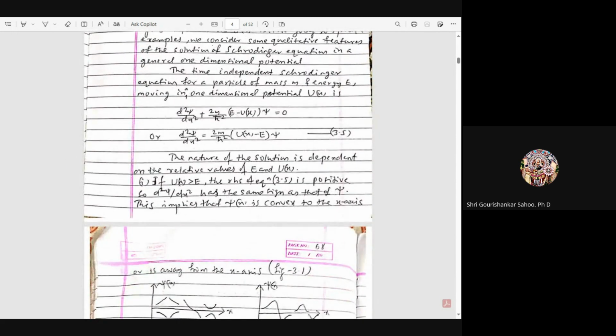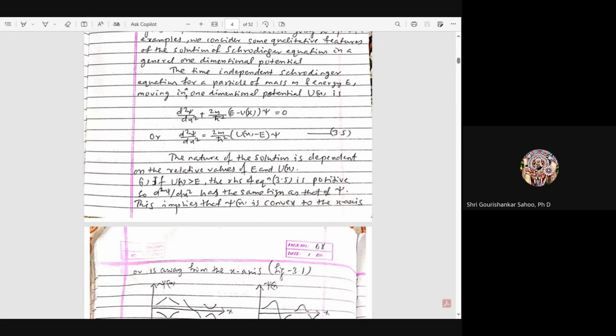The time-independent Schrodinger equation for a particle of mass m and energy E moving in a one-dimensional potential U is d²psi/dx² plus 2m/h-cross squared (E minus U) psi equals 0. So d²psi/dx² is equal to 2m/h-cross squared (U minus E) psi. And the nature of the solution is dependent on the relative values of E and U.